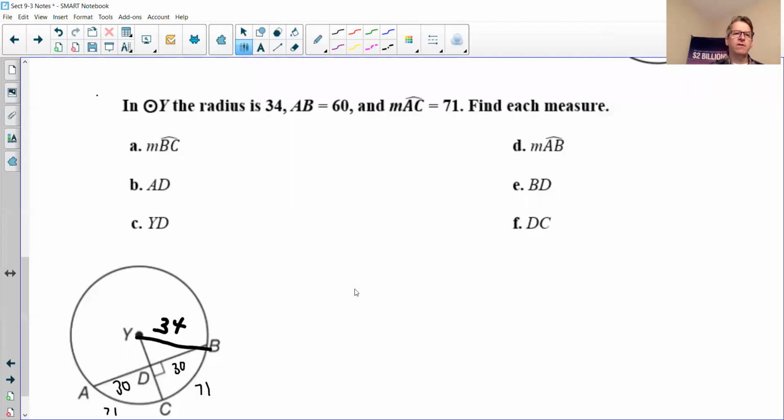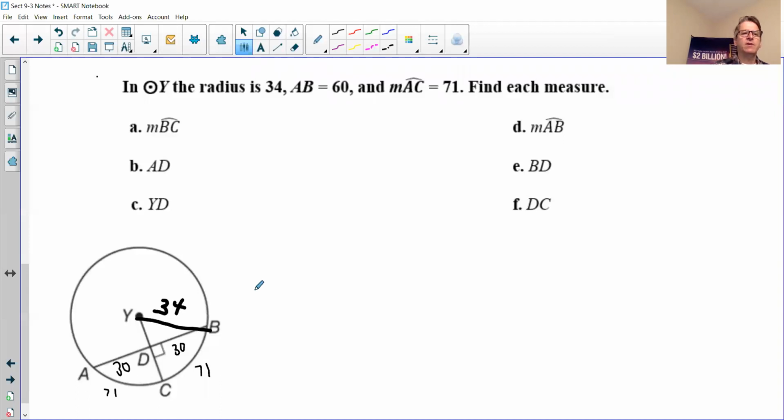Okay, let's start over on this one. I relabeled it, so the radius is 34. AB is 60, so that would be referencing the chord AB. Since this is a 90-degree angle, it's a chord going across there. That segment here, AD is 30, DB is 30.